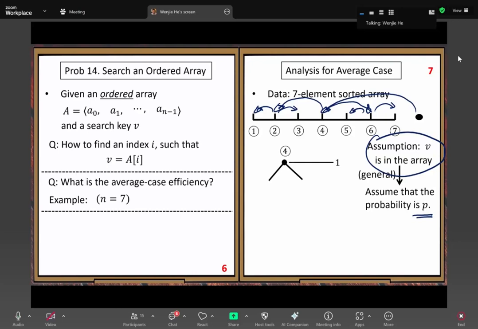Then the next comparison in the left subtree, node number 2. The next comparison in the right subtree, that's node number 6. So that's the next level. And in this level, in order to get a hit, we need 2 comparisons.